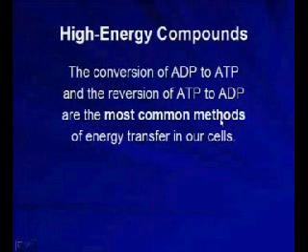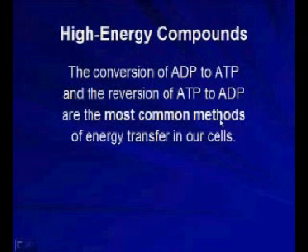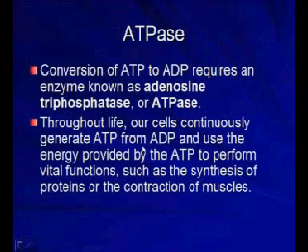The conversion of ADP to ATP and the reconversion of ATP to ADP is the most common method of energy transfer in our cells. Conversion of ATP to ADP requires an enzyme. These proteins we've discussed before. Adenosine triphosphatase, ATPase, is the name used for that. Throughout life, our cells continuously generate ATP from ADP and use the energy provided by ATP to perform vital functions such as synthesis of protein and contraction of muscles.